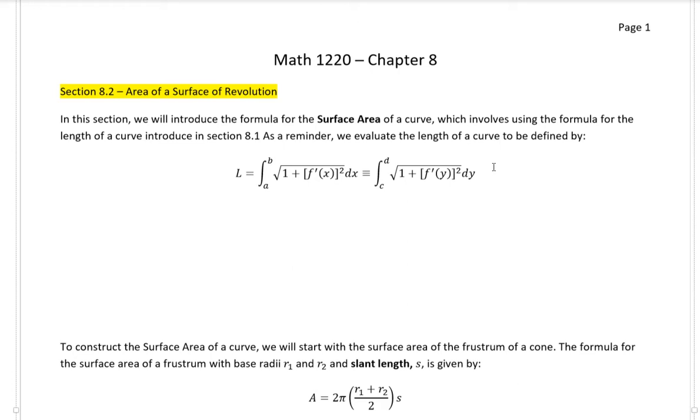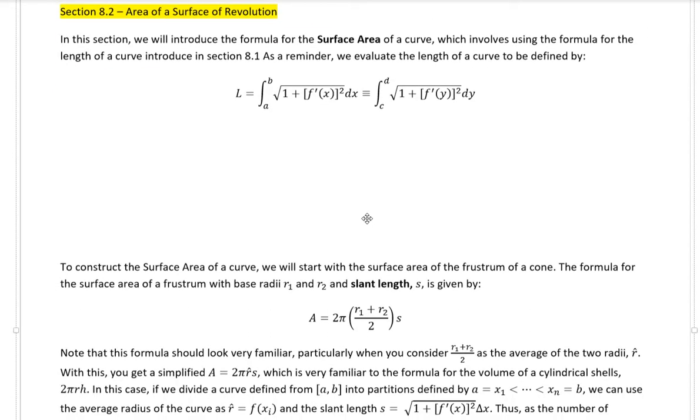First, an equation that we are going to use is the equation that we used that showed the length of a curve. So we had the length from a to b of the square root of 1 plus the derivative of the function squared dx. Same thing if you also have that defined with y instead as the primary variable. So we are going to use that, so I just wanted to have that there as a reminder.